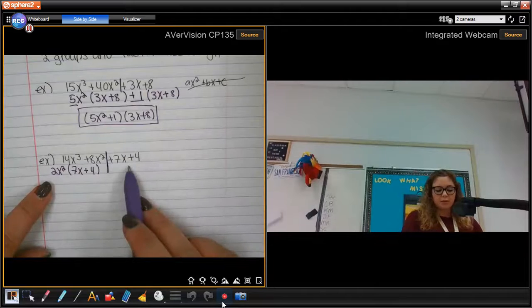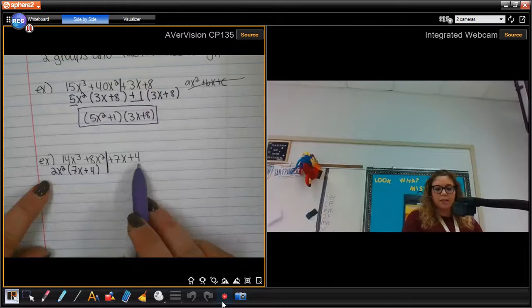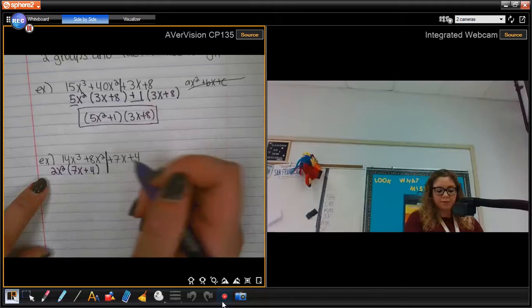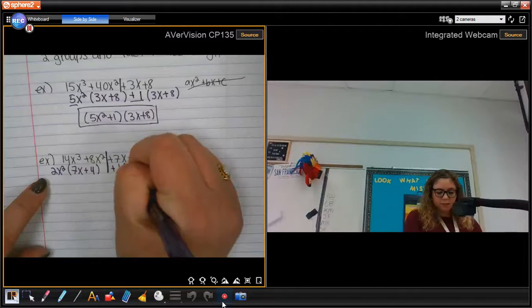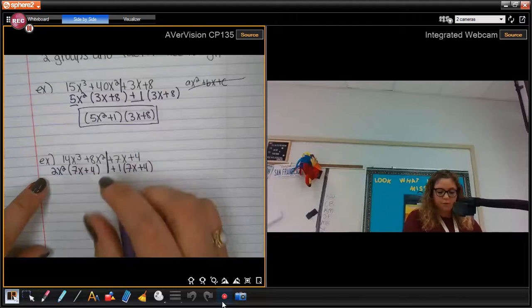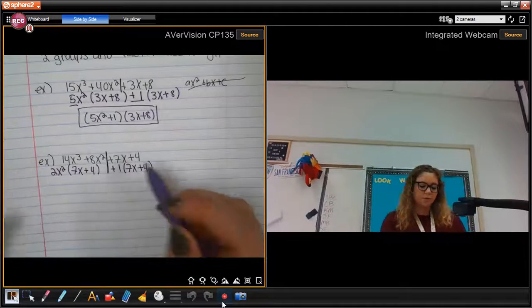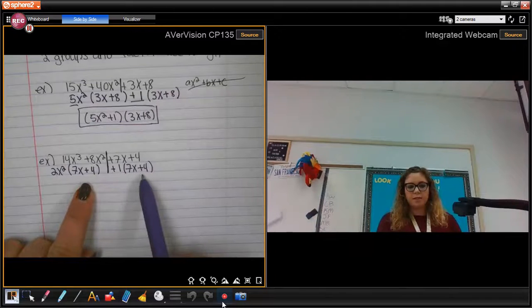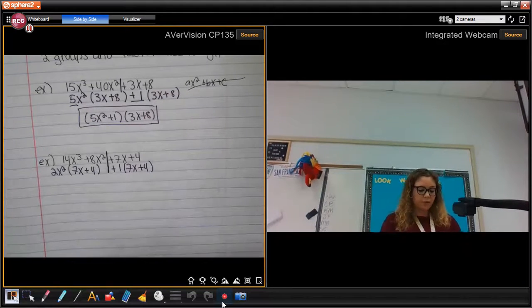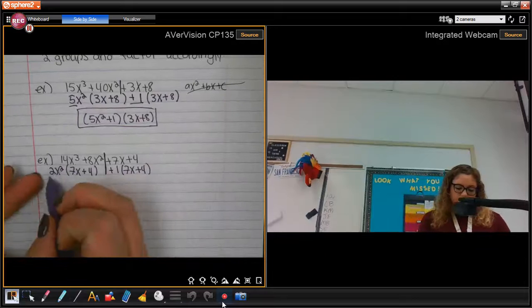Now let's go to this other side. Okay, do they have anything in common? No, the only thing I can factor is a 1. Okay, so I'm going to have 7x plus 4, because 1 times 7x is 7x, 1 times 4 is 4. Which works out. Is what's in the parentheses the same? Yes, so we know we've done it correctly. So put these two together.